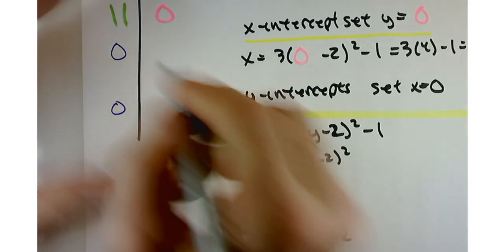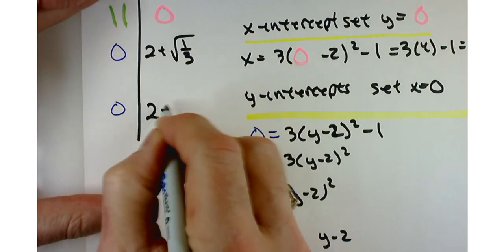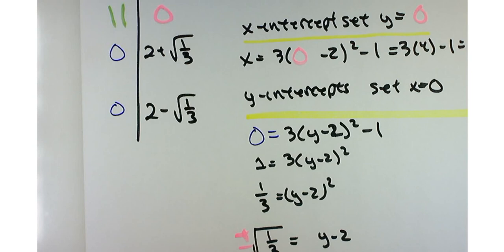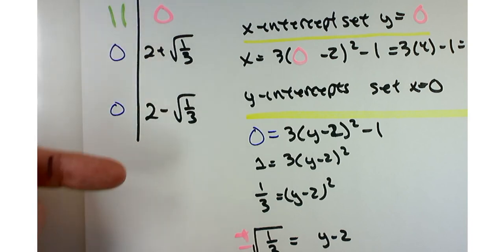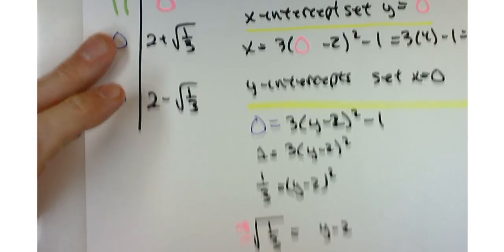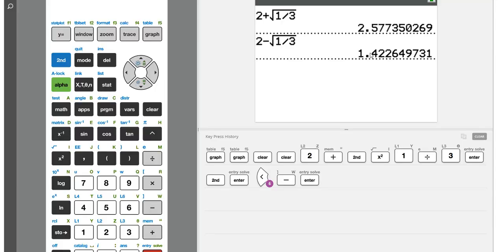And we got y was 2 plus the square root of 1/3, 2 minus the square root of 1/3. These are exact values. If WebAssign doesn't say approximate your value to the nearest 10th or third decimal place or something like that, it's looking for these things. If it says round your answer to the nearest 10th or something like that, it's going to be looking for the numbers that you get off your calculator. So about 1.4 and 2.6.